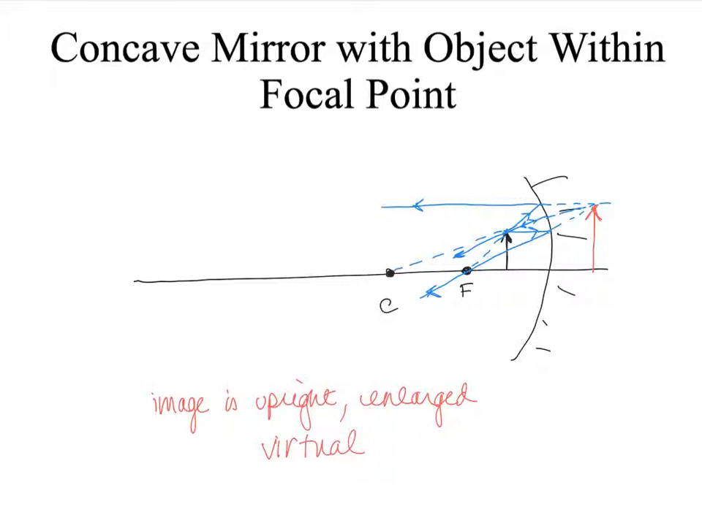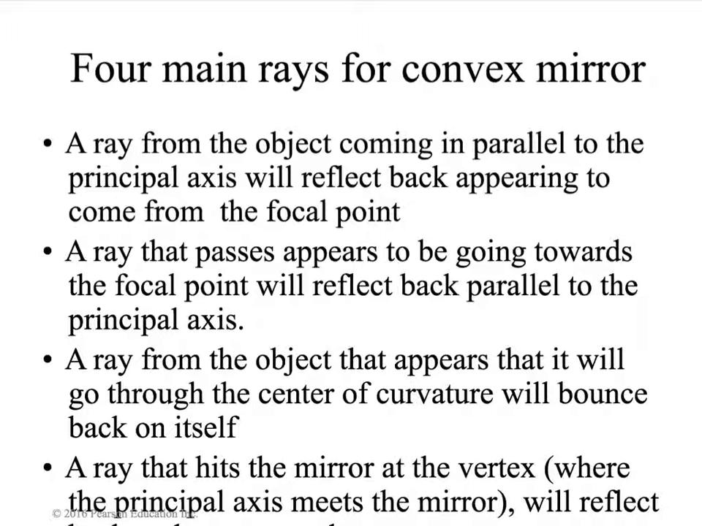So let's move on to convex mirror. Remember that a convex mirror is going to be one that is a diverging mirror, and so all these images are going to be virtual, like the past one that I just did. So again, the light rays will be done a little bit differently because of the fact that it's a diverging mirror.